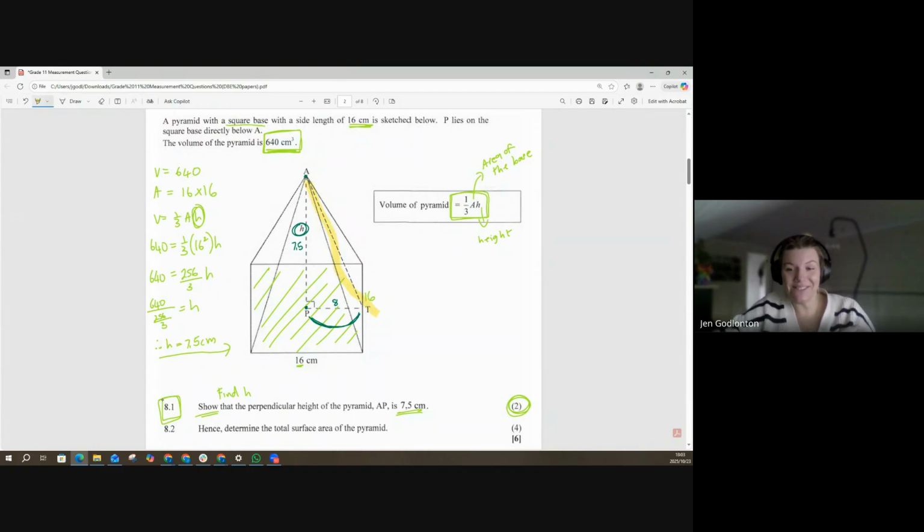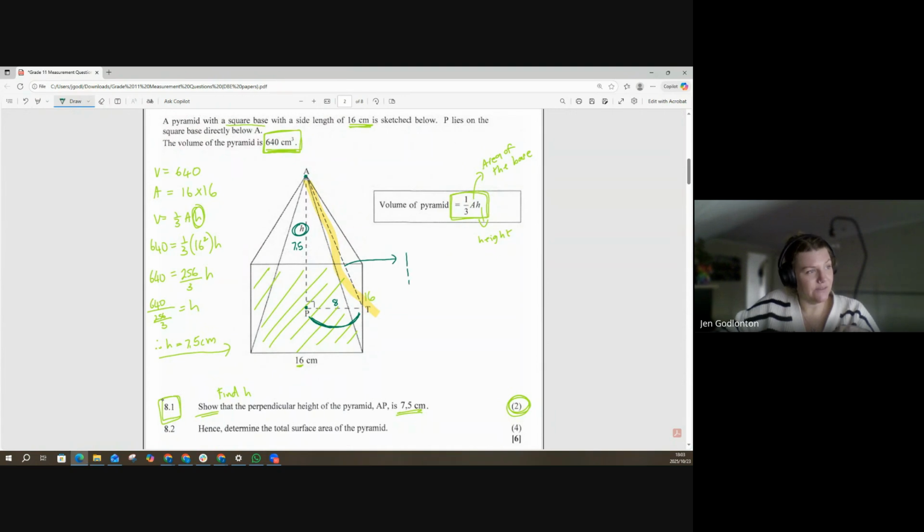It's easy for us to find that slant because now we can use Pythagoras. So if we take this triangle out, that's what we're looking at. That's our slant. This is our height, which is 7.5. This is 8.